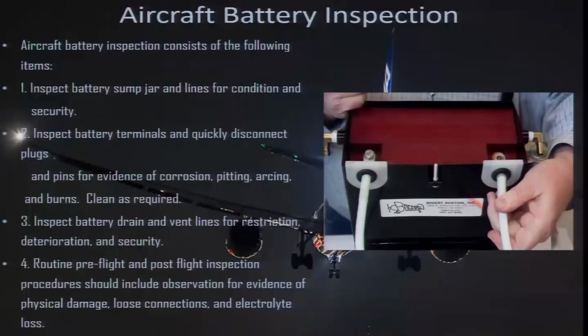Routine pre-flight and post-flight inspection procedures should include observation for evidence of physical damage, loose connections and electrolyte loss. So, in the pre-flight and post-flight inspections, we need to observe any physical damage, any loose connections, or electrolyte loss in the battery.